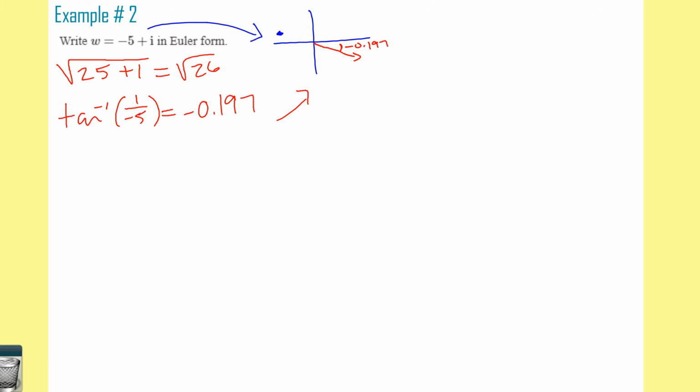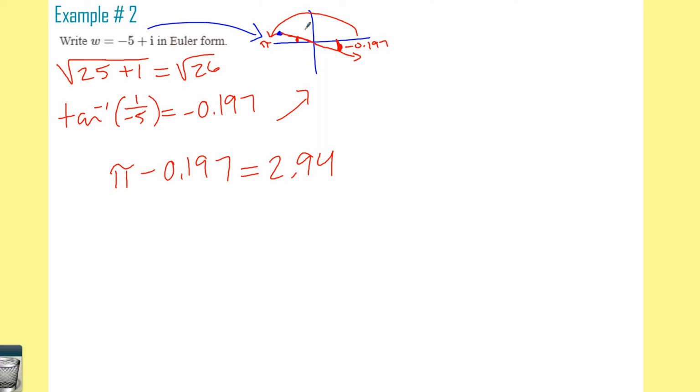Okay, so how do we fix it? Hopefully you were thinking, well, that's 180 degrees, which since we're in radians, we're going to say pi. Pi is from here to here, right? So we want to subtract this angle, because this is the same as this angle. So pi minus 0.197 is going to give me my angle, which is 2.94.